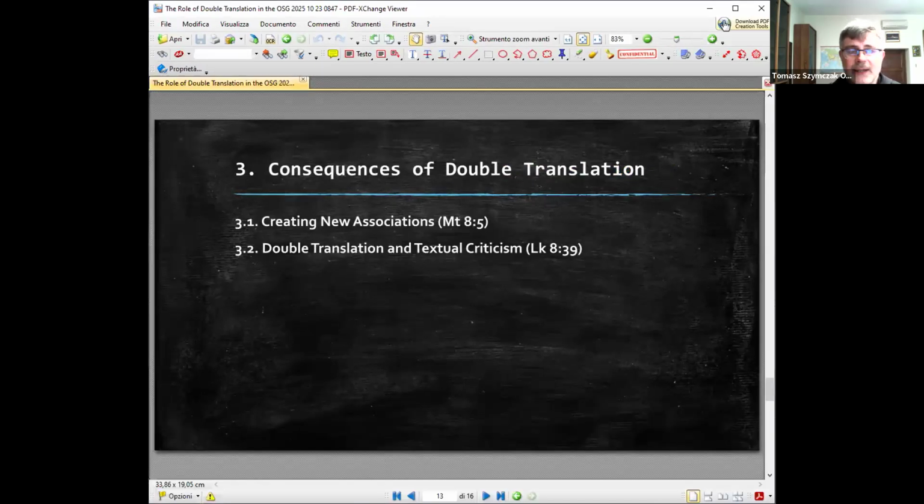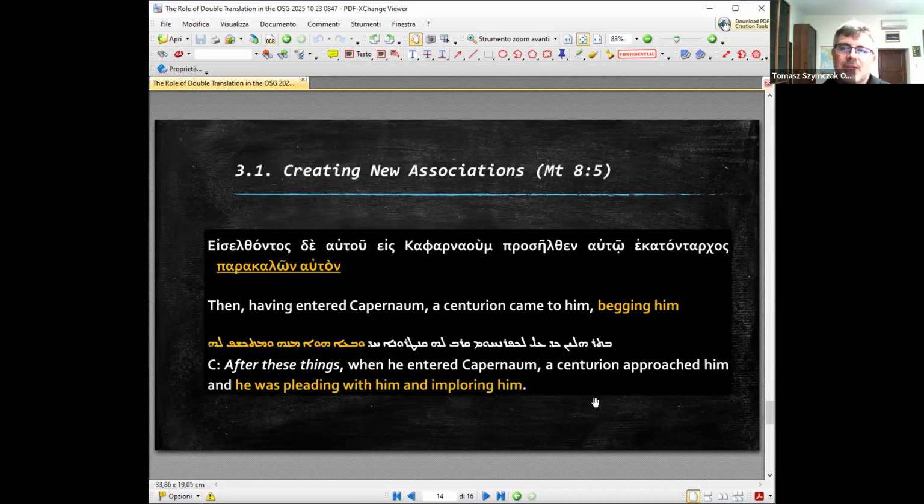So at the end, in the third part of this presentation, just a few words about some possible consequences of the double translation. I will speak shortly about creating new associations, and then once again about the problems with textual criticism. So let's go to Matthew 8, verse 5.